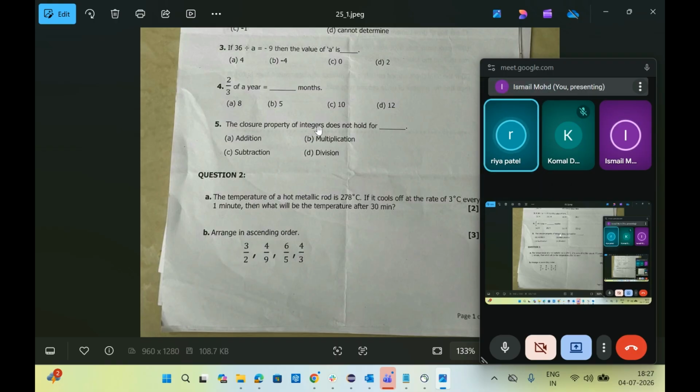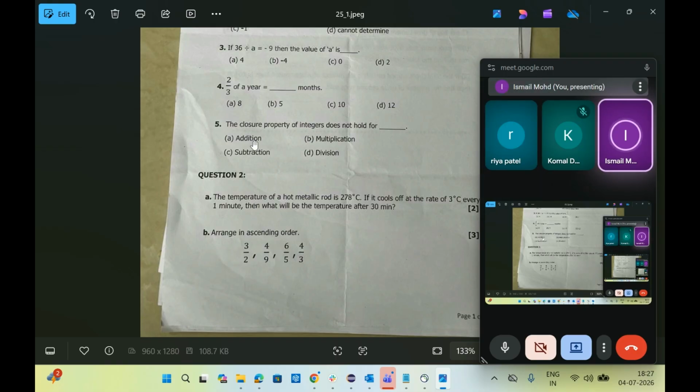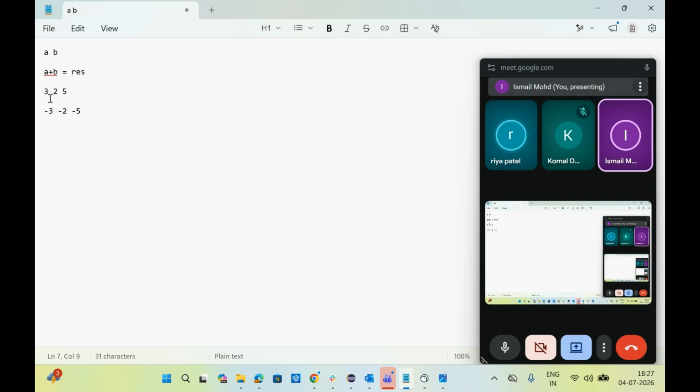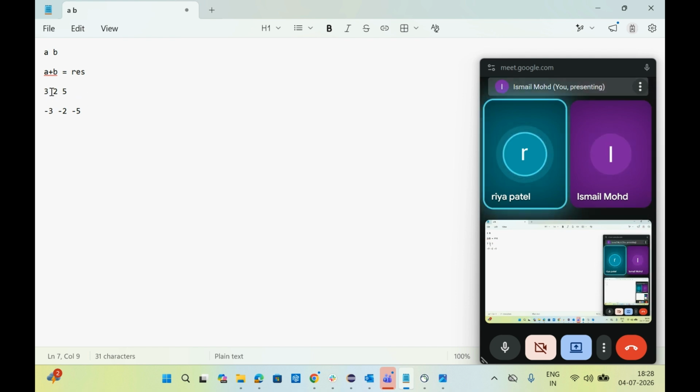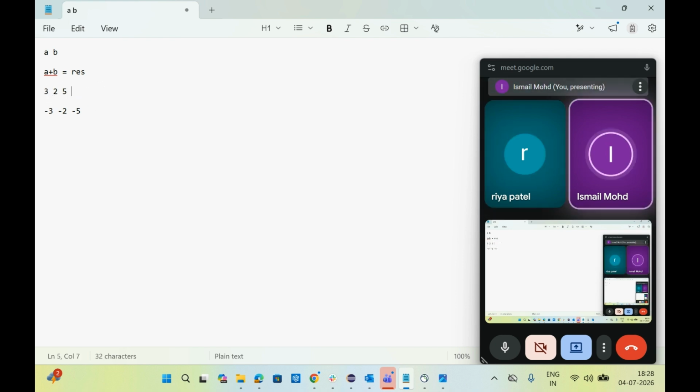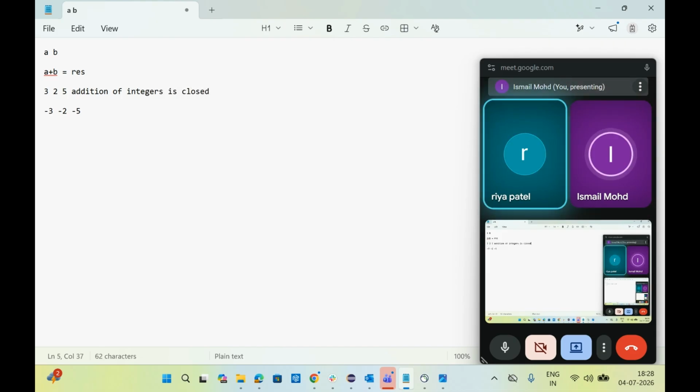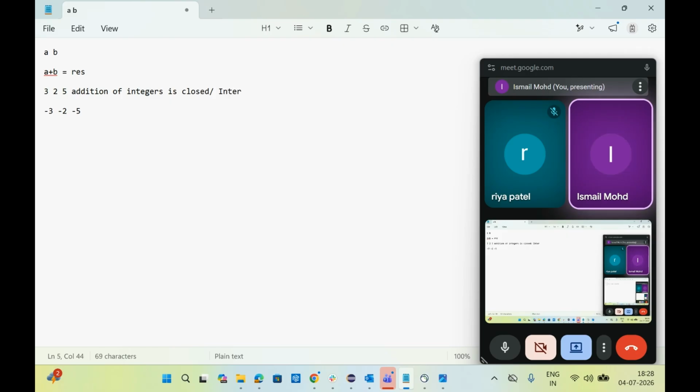The closure property of integers holds for addition. Why does it hold for addition? Just now I told you. If you take two integers and get a result, and all are integers, then it is closed under that operation. So addition of integers is closed. Or you can say integers are closed under addition.